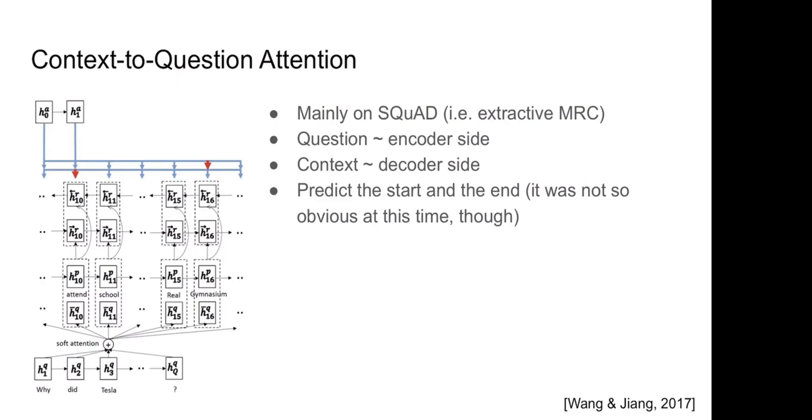And recall that in MRC, we want to predict the start and the end. Although I want to mention that this was not so obvious at this time. So now we are seeing that, okay, if the answer is always extractive, why don't we just predict the start and the end? But that was not so obvious. And this paper was the first paper to really approach the problem that way in the MRC. It's better to predict the start and the end instead of approaching the problem more as a BIO tagging problem.